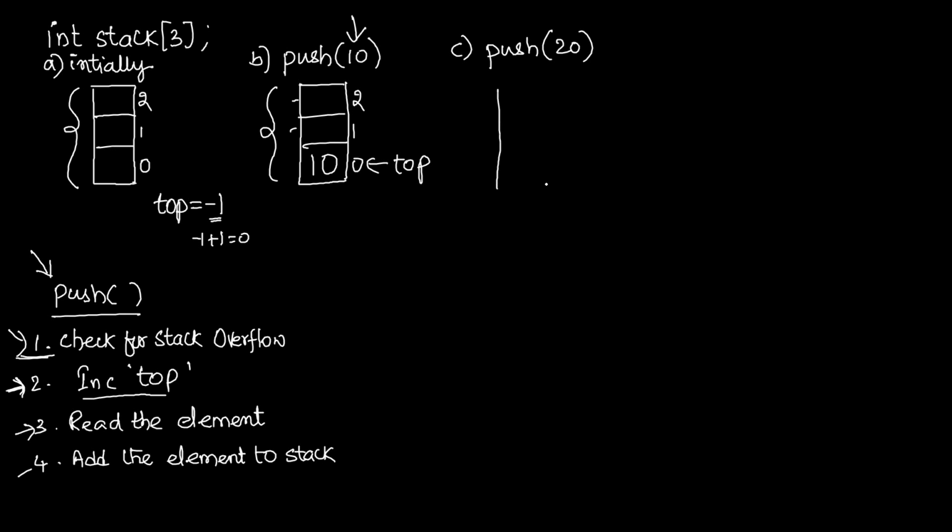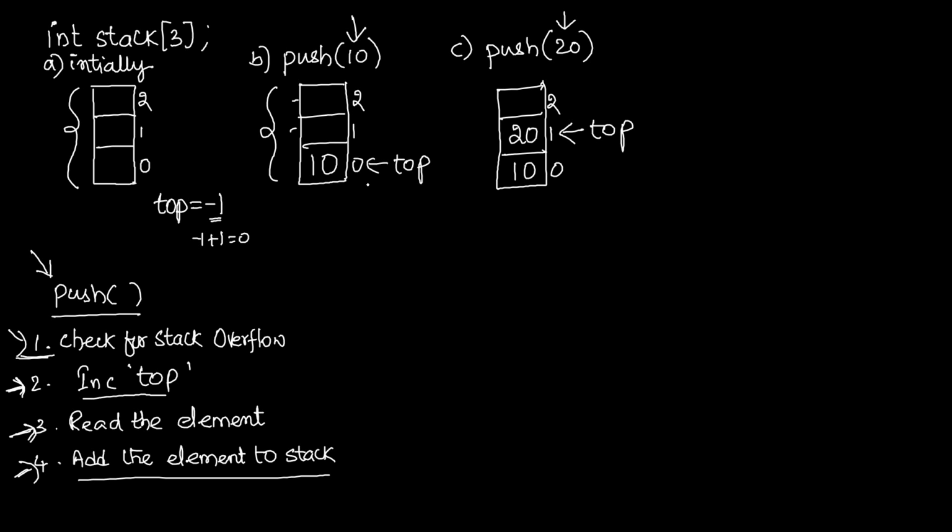So your array, or your stack, will look like this. This is 0, this is 1, this is 2, and increment this top. Top becomes 1. Already 10 is there. Now read the element. Yes, I have read 20 from the keyboard. Fourth point, add the element to the stack. So add 20 to the stack. You have to do this process for every push operation.